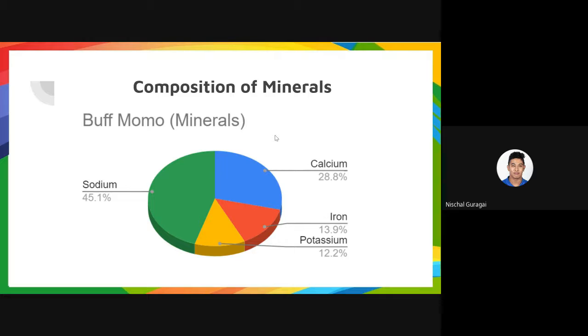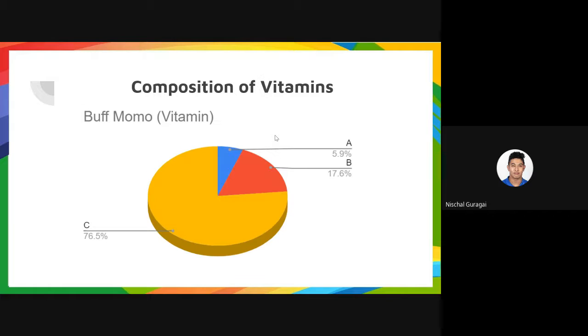Buff momo consists of a maximum amount of vitamin C, which is 76.5%, followed by vitamin B 17.6%, and vitamin A reaches 5.9%. So let's talk about the another snacks we had.